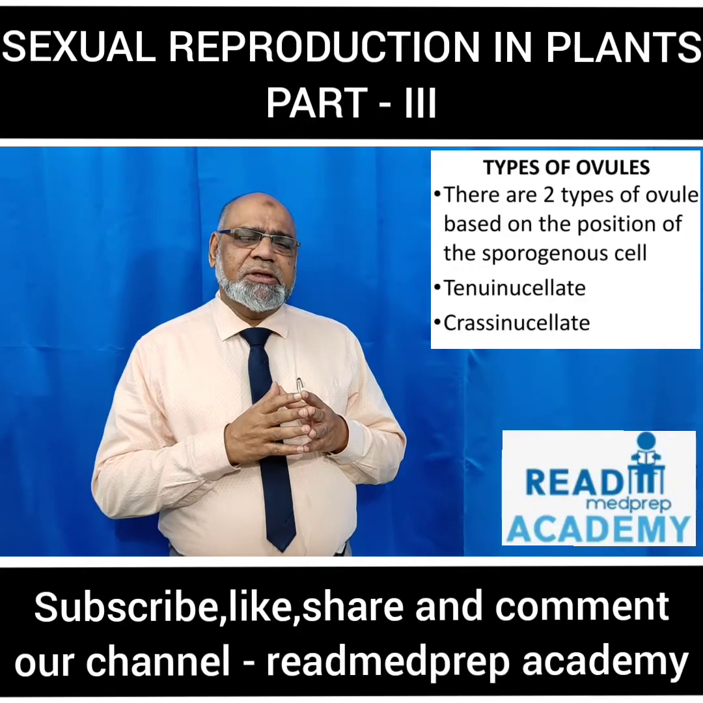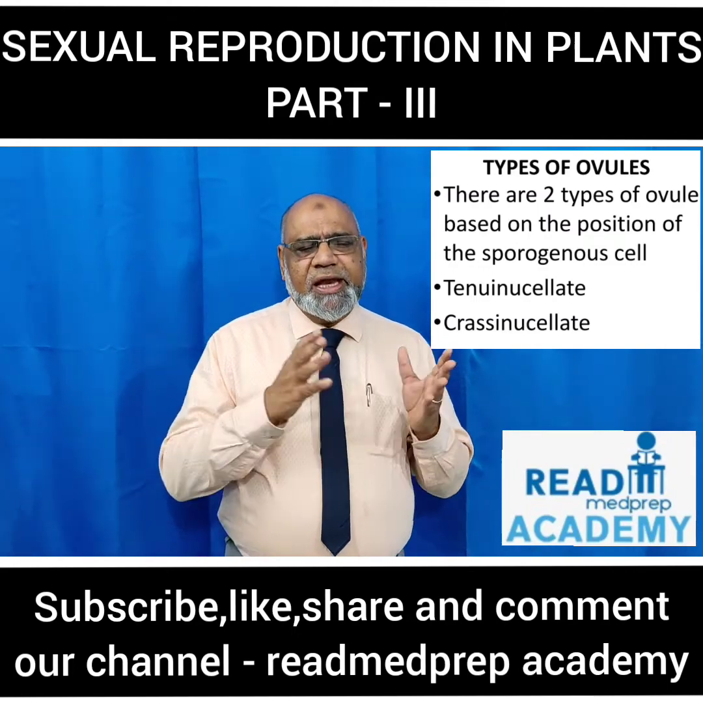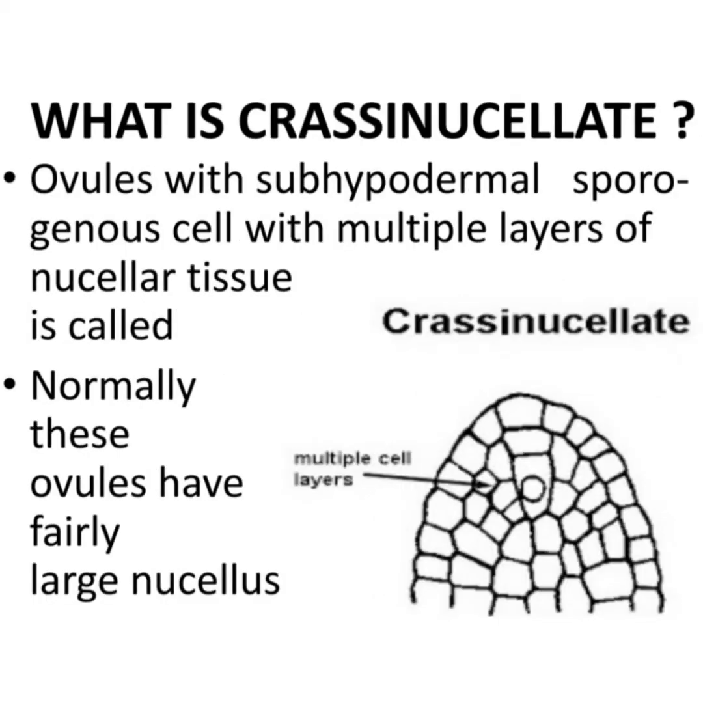What are the types of ovules? There are two types of ovule based on the position of the sporogenous cell: tenuinucellate and crassinucellate. What is tenuinucellate? If the sporogenous cell is hypodermal with a single layer of the nucellar tissue around it, this is called tenuinucellate. Normally, tenuinucellate ovules have a very small nucellus. What is crassinucellate? Ovules with a hypodermal sporogenous cell with multiple layers of the nucellar tissue around it are called crassinucellate. Normally, these ovules have a fairly large nucellus.